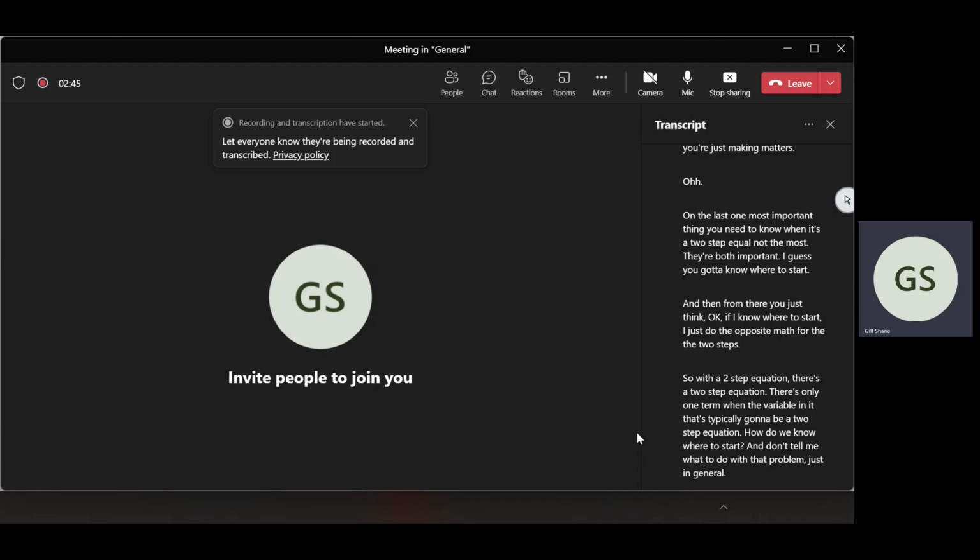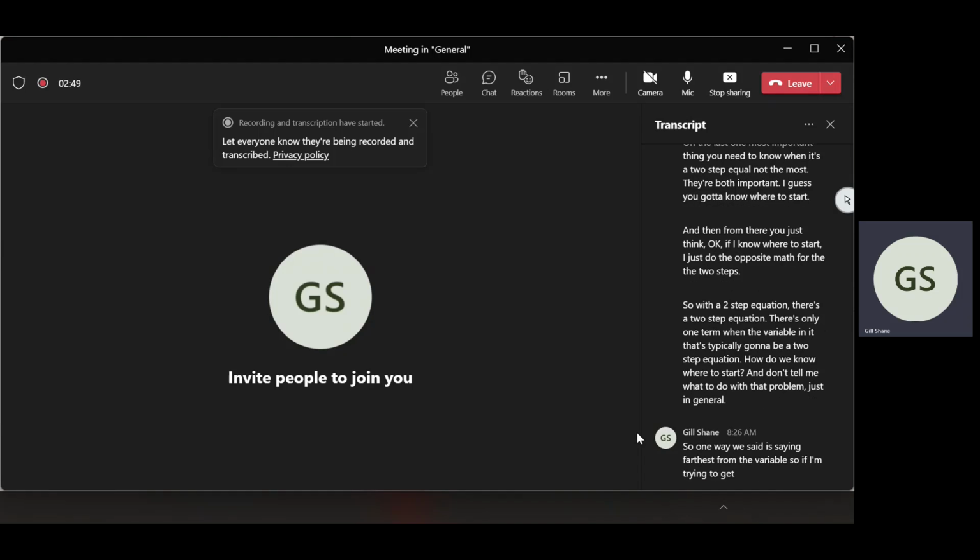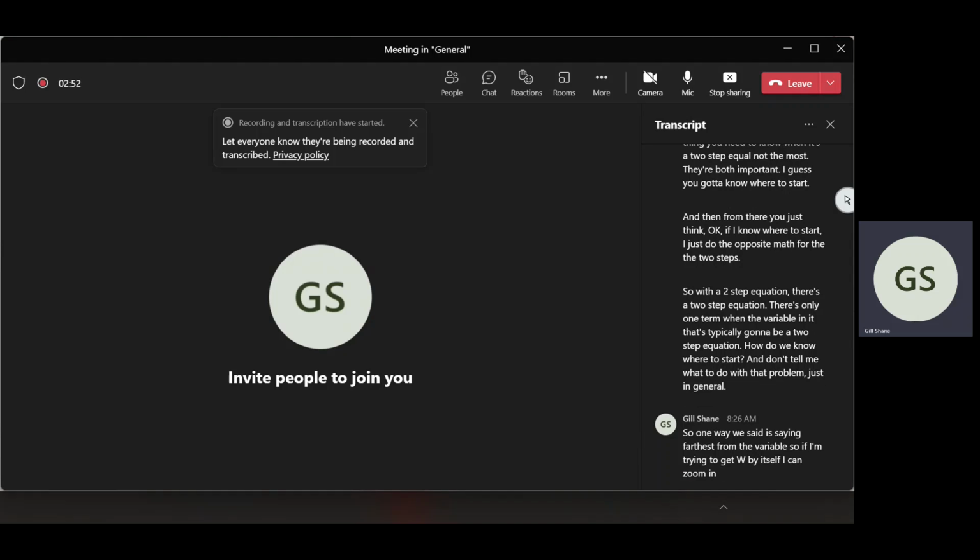So one way we said is think farthest from the variable. So if I'm trying to get W by itself, I can zoom in now.